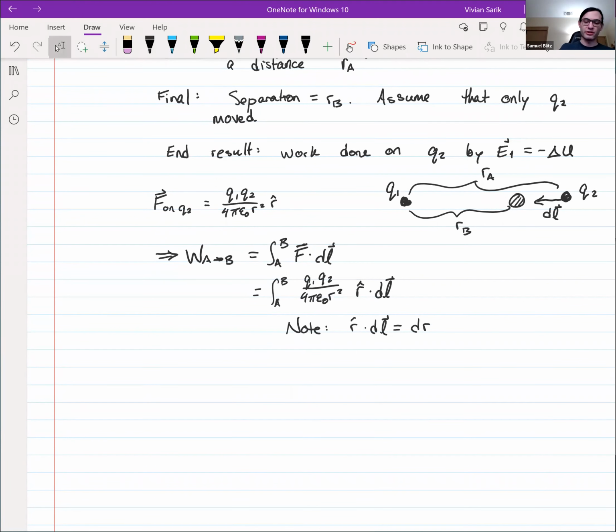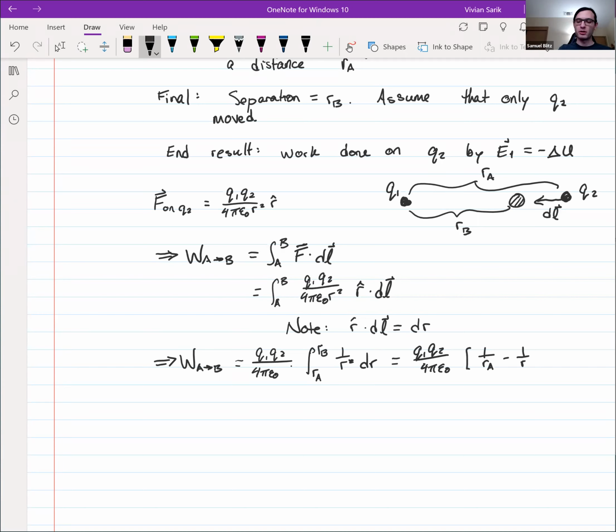And so what we end up with is we can compute the work explicitly. This is just equal to Q1 times Q2 divided by 4 pi epsilon naught. Or no, the r squared needs to be inside the integral, sorry. Integrate from, God, my handwriting's terrible today, from RA to RB, 1 over r squared dr. And so doing the integral gives Q1 Q2 over 4 pi epsilon naught times 1 over RA minus 1 over RB. And so that just is the work done on the second charge.